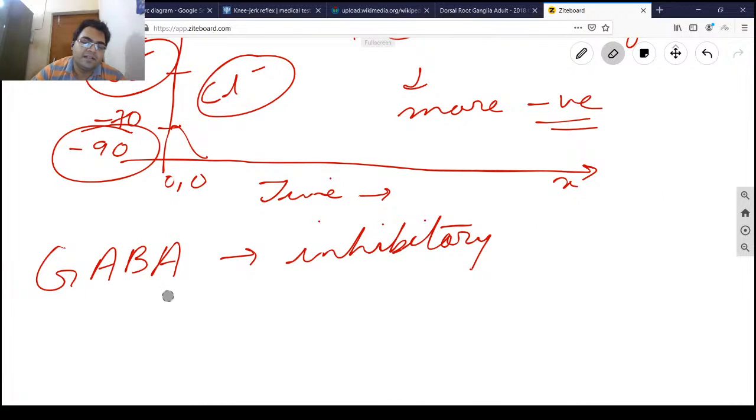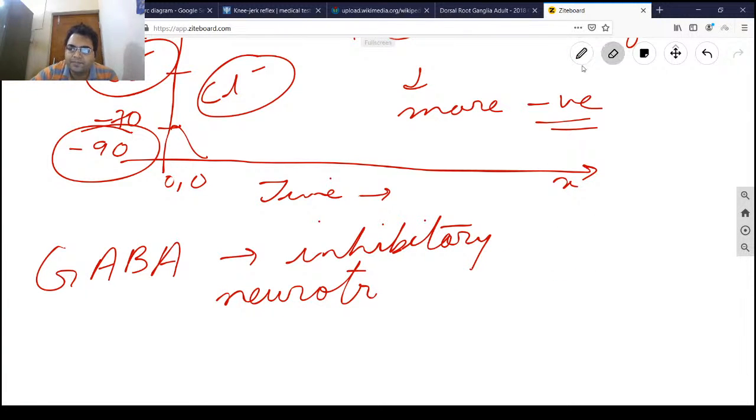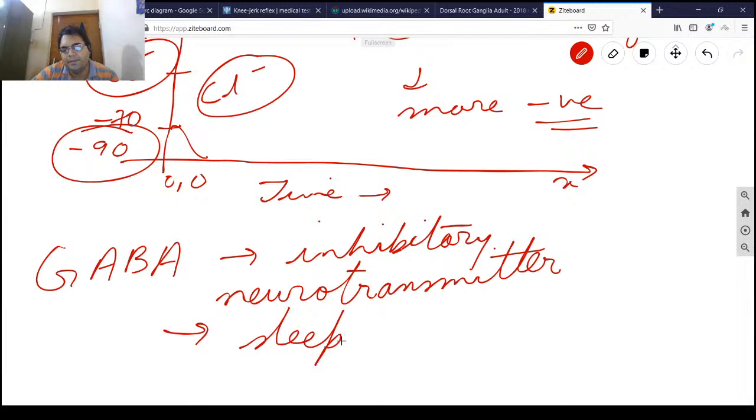Inhibitory neurotransmitter. It binds to the GABA A receptors. Mostly GABA A receptors are there on the postsynaptic neuron. It is an inhibitory neurotransmitter. This causes us to fall asleep, to feel sleepy.